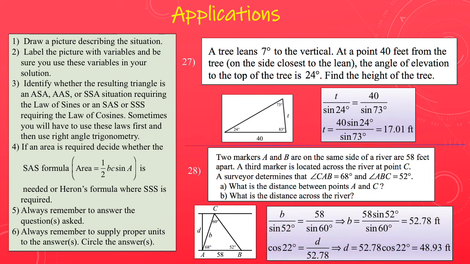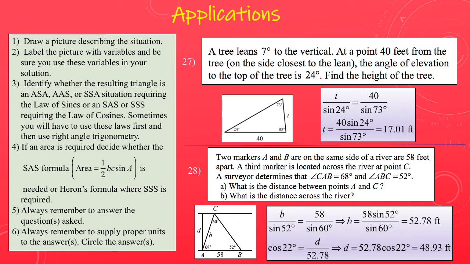To solve, we use an angle-side situation and set up a law of sines with b over sine 52 degrees equals 58 over sine of 60 degrees. And therefore, little b equals 58 sine of 52 degrees over sine 60 degrees, which is 52.78 feet.